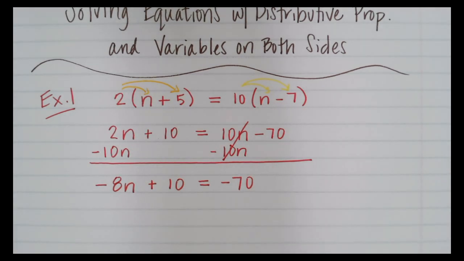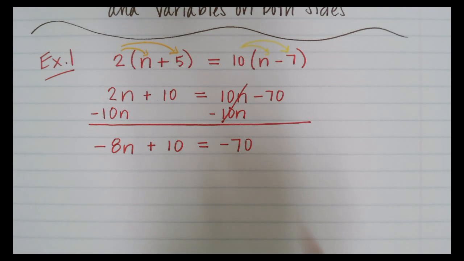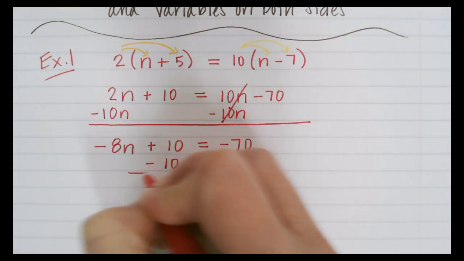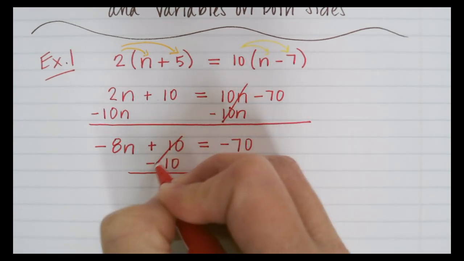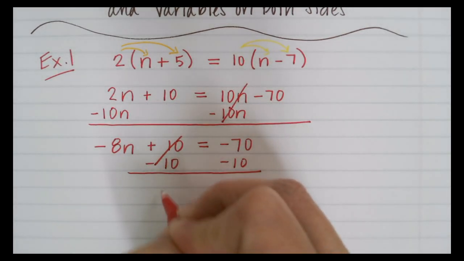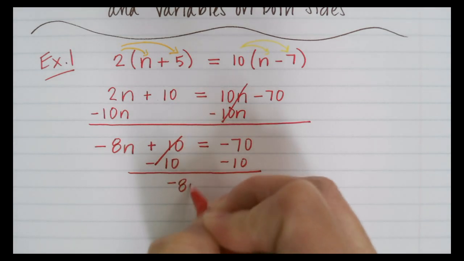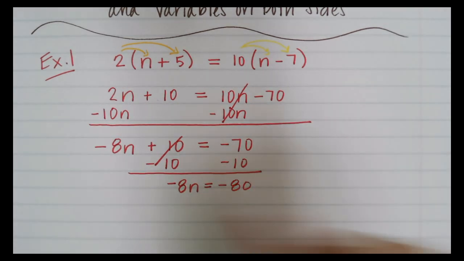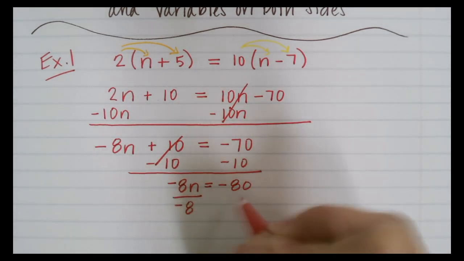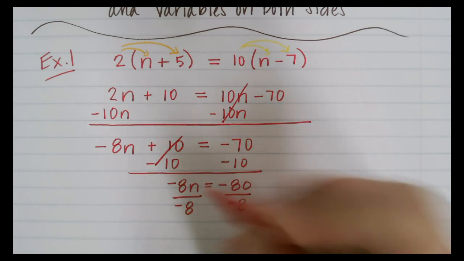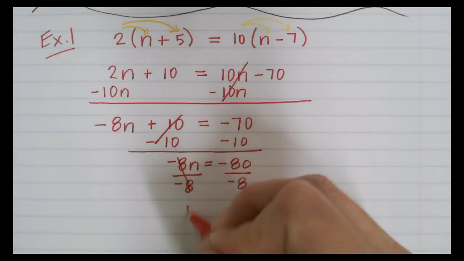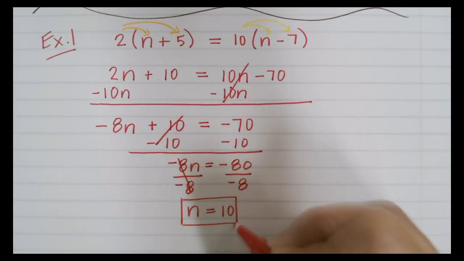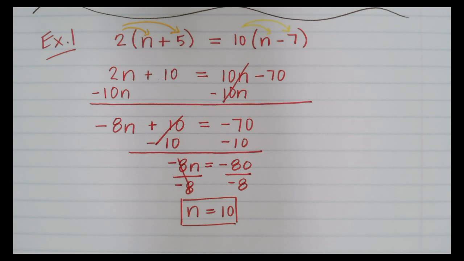So now we have a 2-step equation. To solve this, we need to subtract 10 from both sides. So that goes down to 0. Now I have negative 8n equals negative 80. Divide both sides by negative 8. So that is gone, and n equals 10. And there you have it.